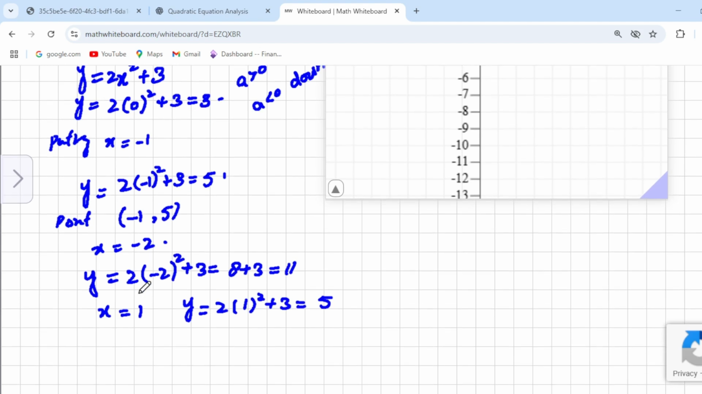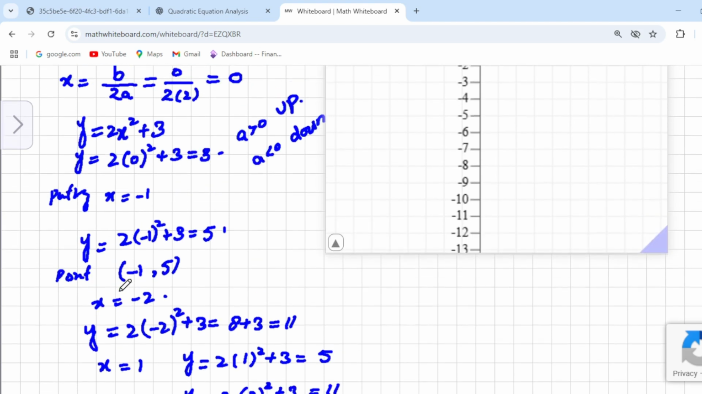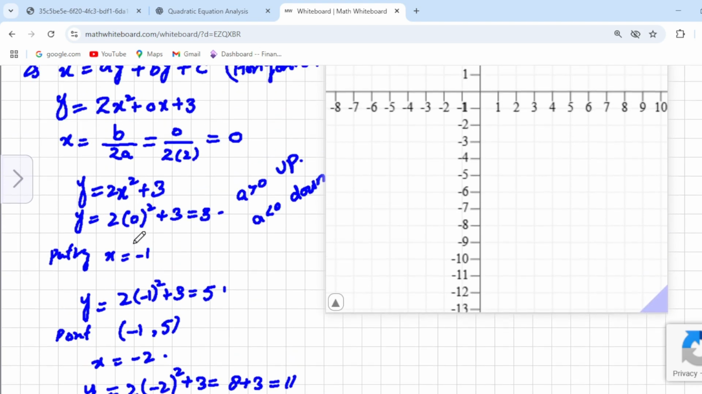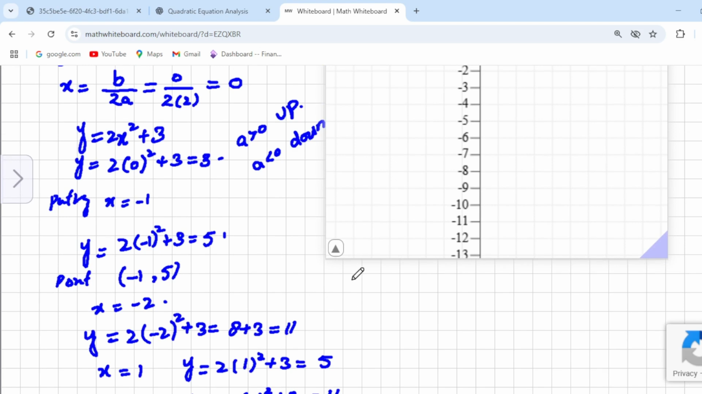So I will also take x equal to 2. For x equal to 2, y is equal to 2x square plus 3, where x square means 2 square, which gives 11. So we have 4 points to draw the graph. The points are: x equal to -1 and y equal to 5. We have to write x first, -1, and for this y is 5. When we take x equal to -2, we get y equal to 11. When we put x equal to 1, we get y equal to 5.